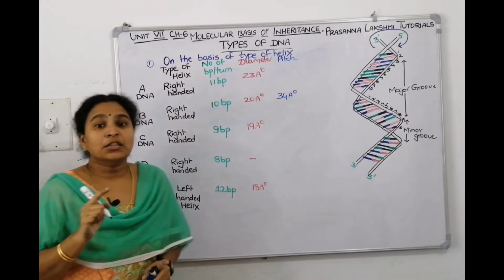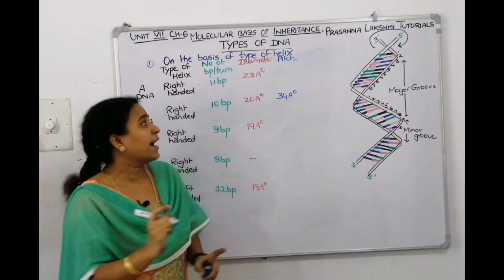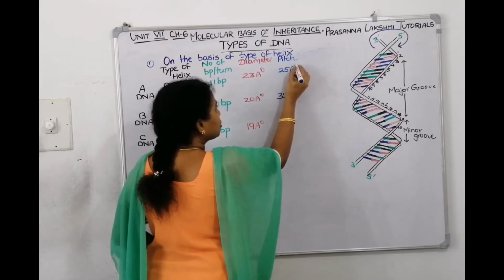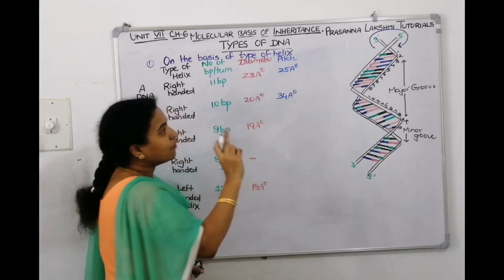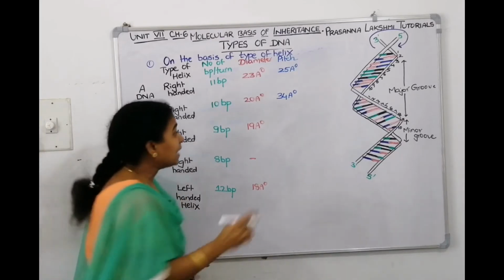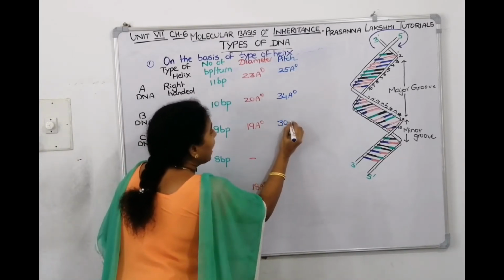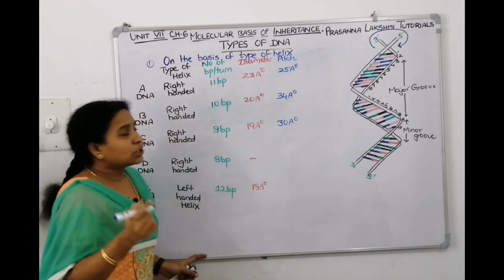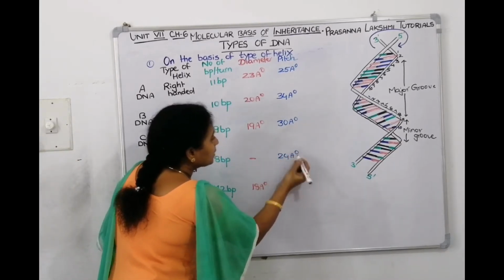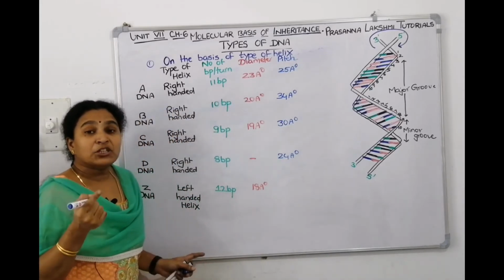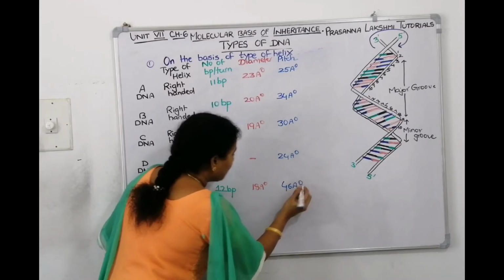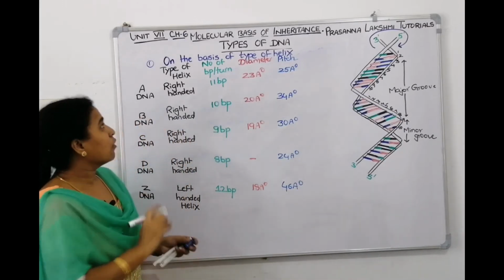For A-DNA, the pitch is 25 angstroms. For B-DNA, we know it is 34 angstroms. For C-DNA, it is 30 angstroms. And for D-DNA, it is 24 angstroms. And the last one, Z-DNA, the pitch is 46 angstroms. The number of base pairs is more, so the pitch is also more.